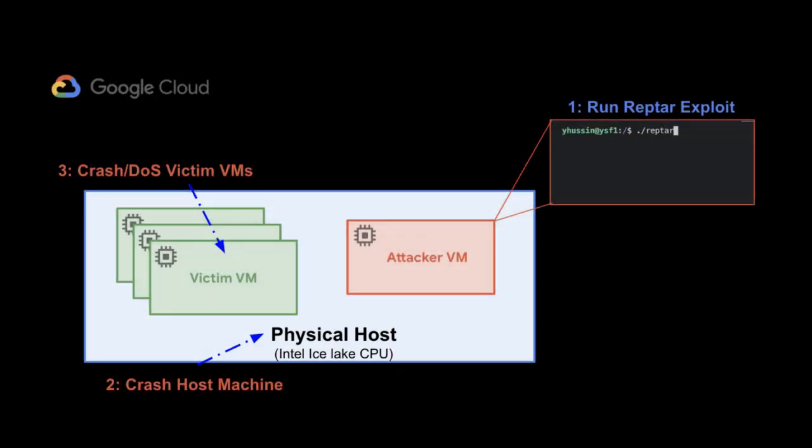So Google Cloud was the number one concern. We were pretty concerned because Google Cloud is a big product, and we've got a lot of stuff that we have to do. This is how it looks, basically. It's pretty simple. You've got the Reptar exploit. You run it on an attacker VM. You cause the physical machine to crash, and you end up crashing other virtual machines that run on the same host machine.